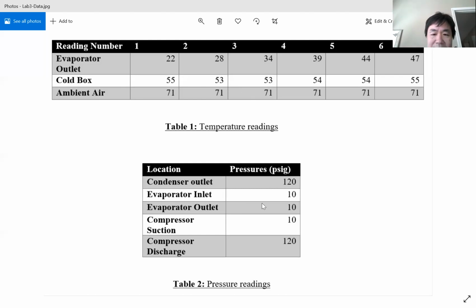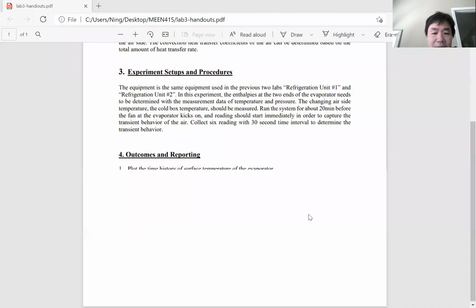So that's the imbalance. Then I think you can plot how the temperature changes with time, how the thermal resistance changes with time, how the total heat transfer rate changes with time. So that's the goal of the experiment. Let's go back to the handout. Let's look at the requirements. Okay, here it is, the handout again.